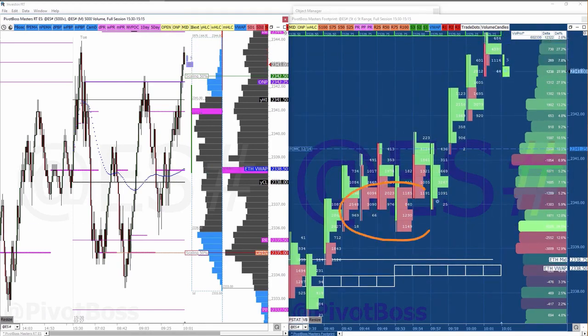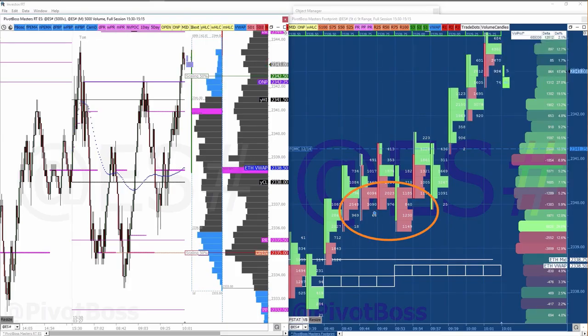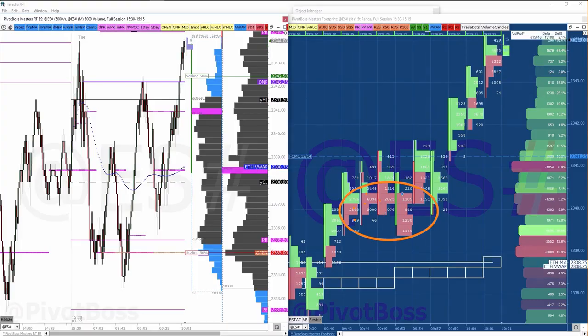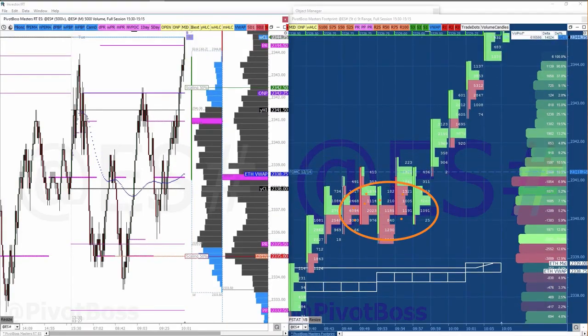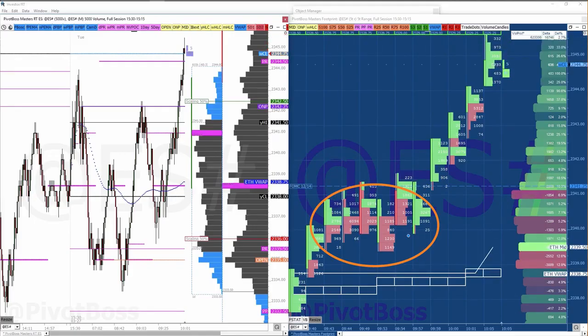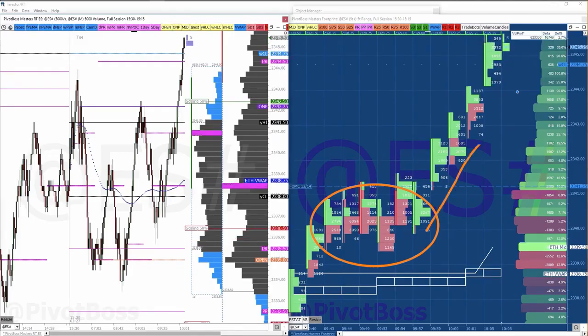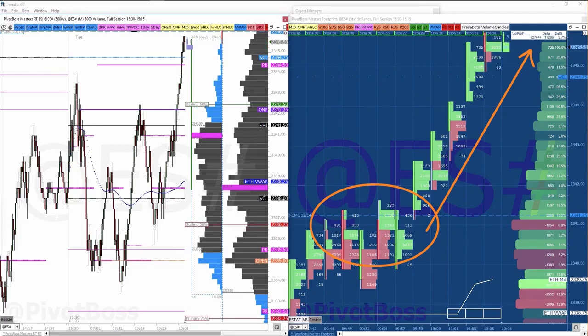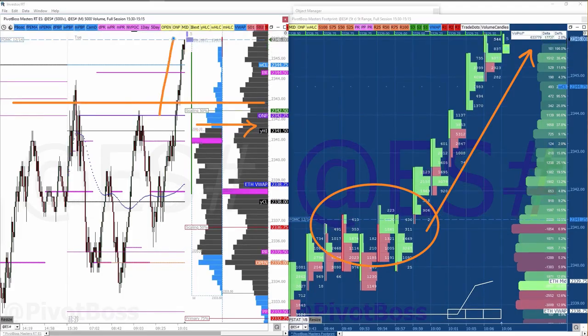Again, look at all those sellers right there. Count them up. Look at that. 6,000, 3,000, 2,500, another 1,000, 2,000, 1,100, 1,200, 1,100. All of those sellers, what, 20,000 contracts worth of sellers, and they can't get paid. So this is 20,000 contracts worth of sellers that have just gotten their stops run. And that's what fuels the move through the previous high. That's what fuels the move through these highs.